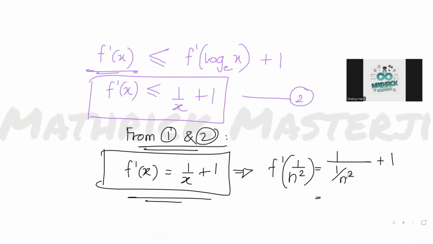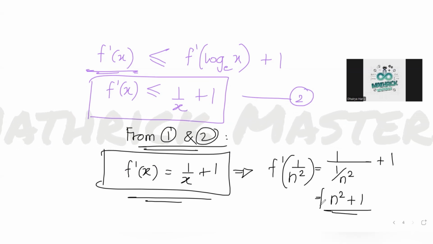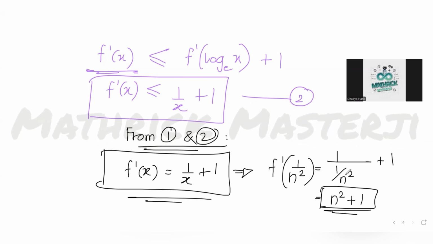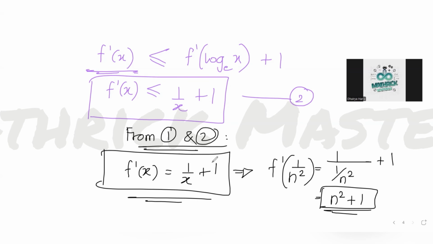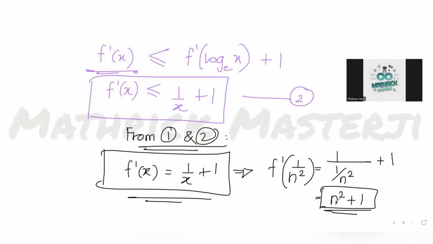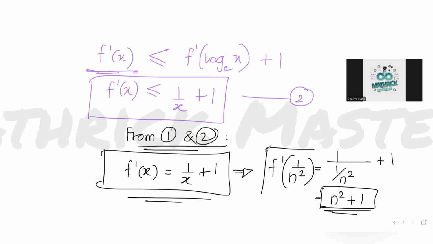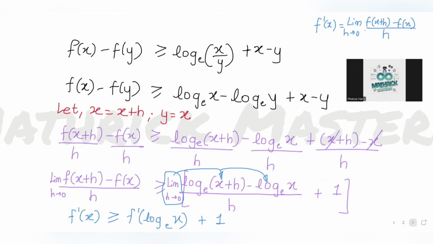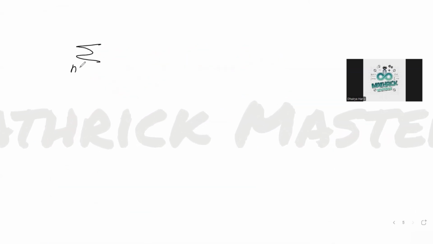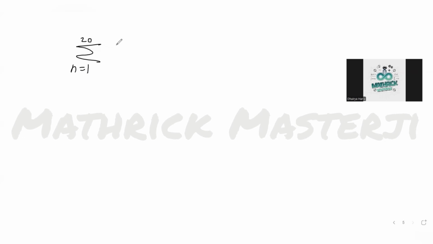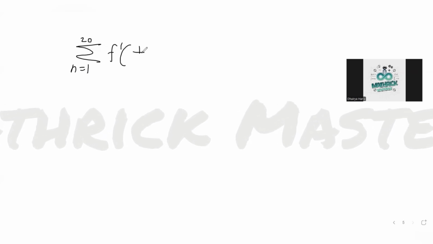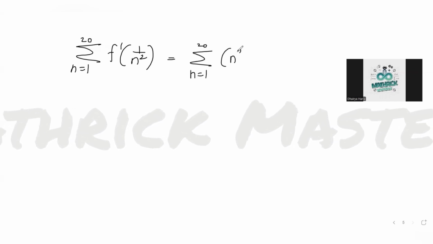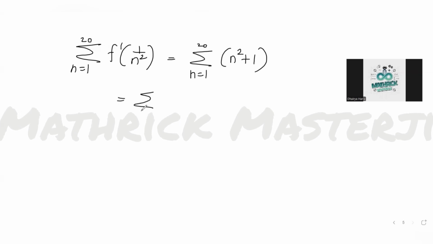So that gives me 1 over 1 over n square, which is n square plus 1, because that n square is in the denominator of the denominator. So when it's divided, the fractions flip. The denominator fraction flips and gives me n square over 1, which makes it n square. So n square plus 1 is my f dash of 1 over n square. But the question is asking me to find the summation of that from n equals 1 to 20. So I'm just going to find the summation of n equals 1 to 20 for n square plus 1. So what I can do is split it.